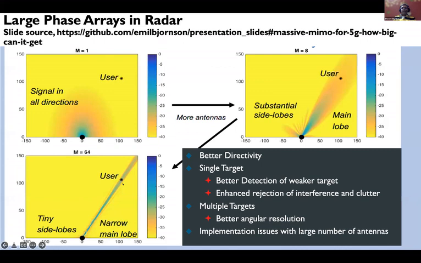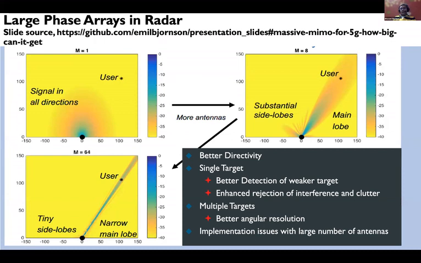So if I have a lot of antennas for the radar, it is very good in terms of, for a single target, you're putting a lot of energy in one direction so that the reflections are also strong enough. So you could detect a weak target better. And then you're also not putting any energy in other directions so that it's not picking up any interference or clutter. And then if you have multiple directions, now you're sort of having pencil beams, so you could sort of have a better angular resolution.